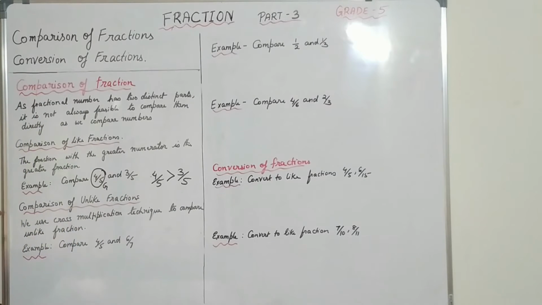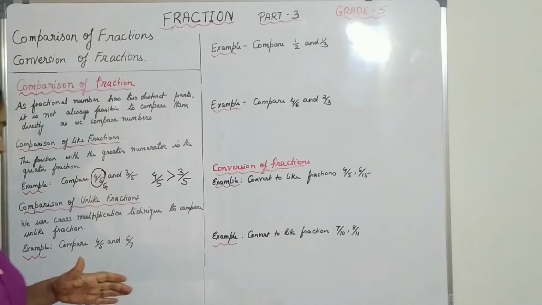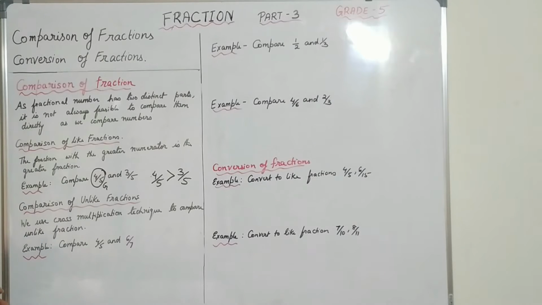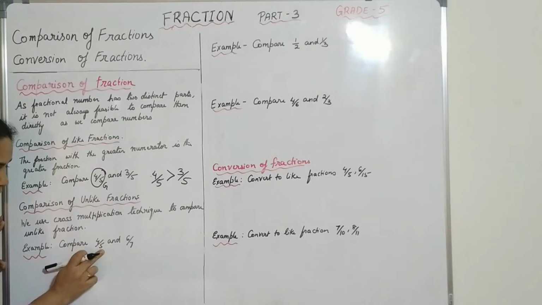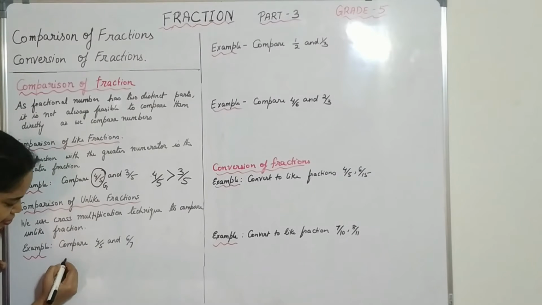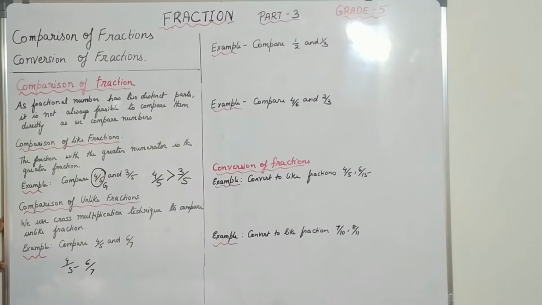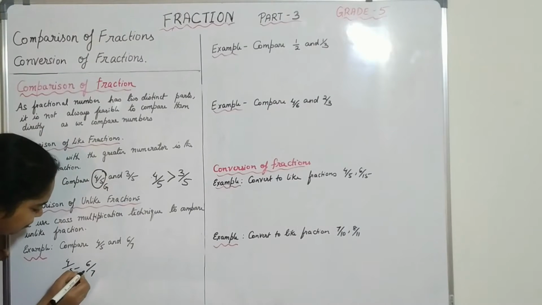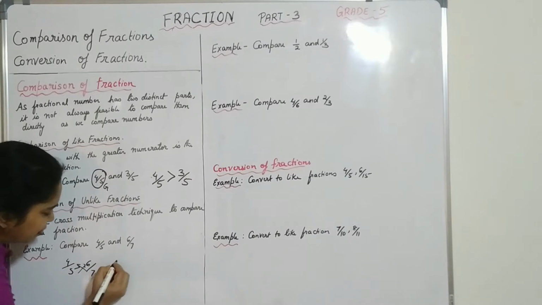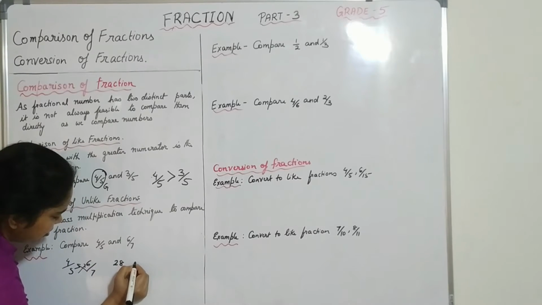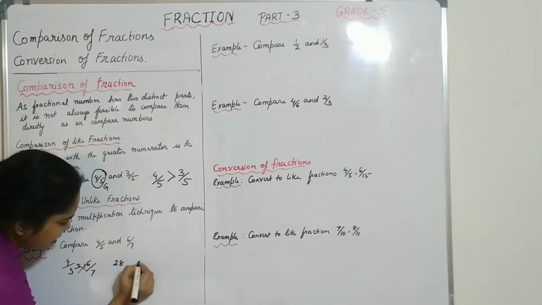But how to compare unlike fractions? There is a special method to compare unlike fractions. What is that? We can use the cross multiplication method. The example is given: you have to compare 4 by 5 and 6 by 7. It is very difficult to decide which one is greater. So what will we do? We will do a cross multiplication. 7 4s are 28 and 5 6s are 30.